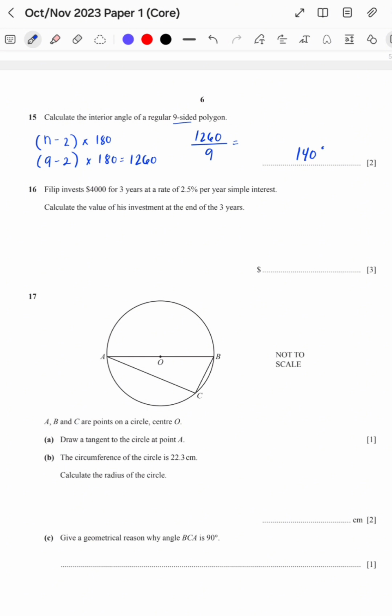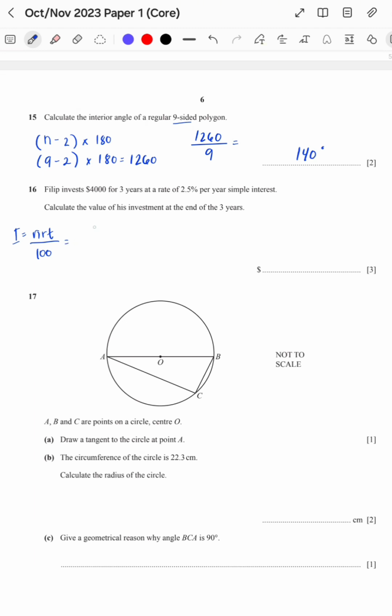Number 16, Philip invests $4,000 for 3 years at a rate of 2.5% per year simple interest. Calculate the value of his investment at the end of 3 years. So the formula that we will be using is I is equal to PRT divided by 100. You don't have to convert 2.5 to decimal, but you can also do that.